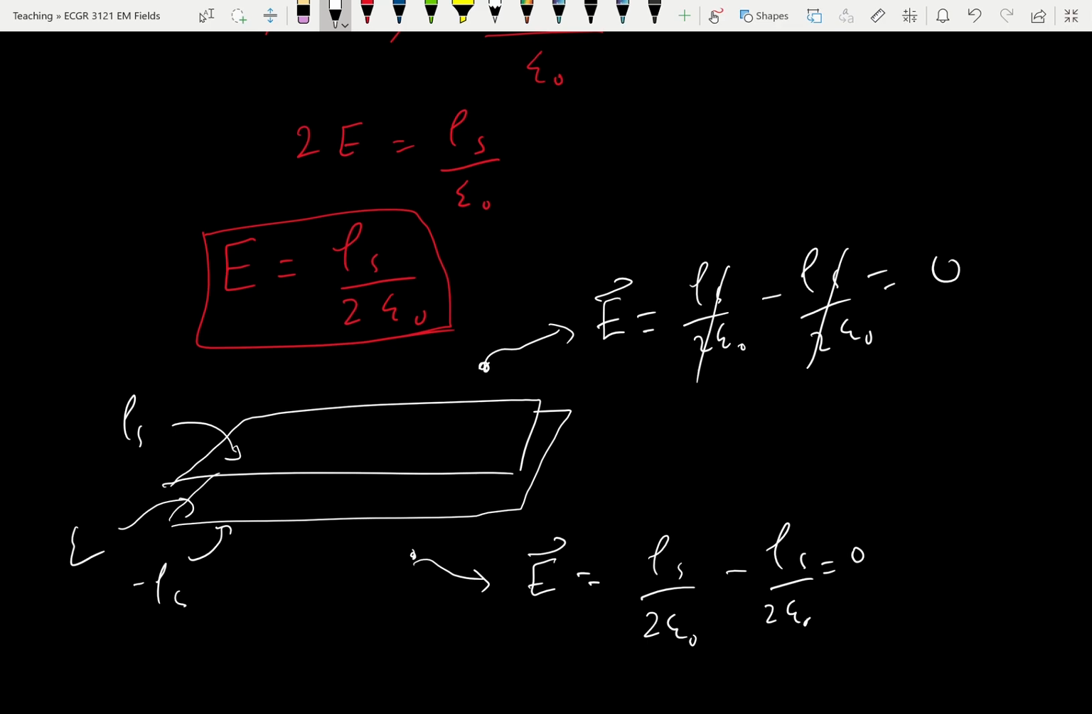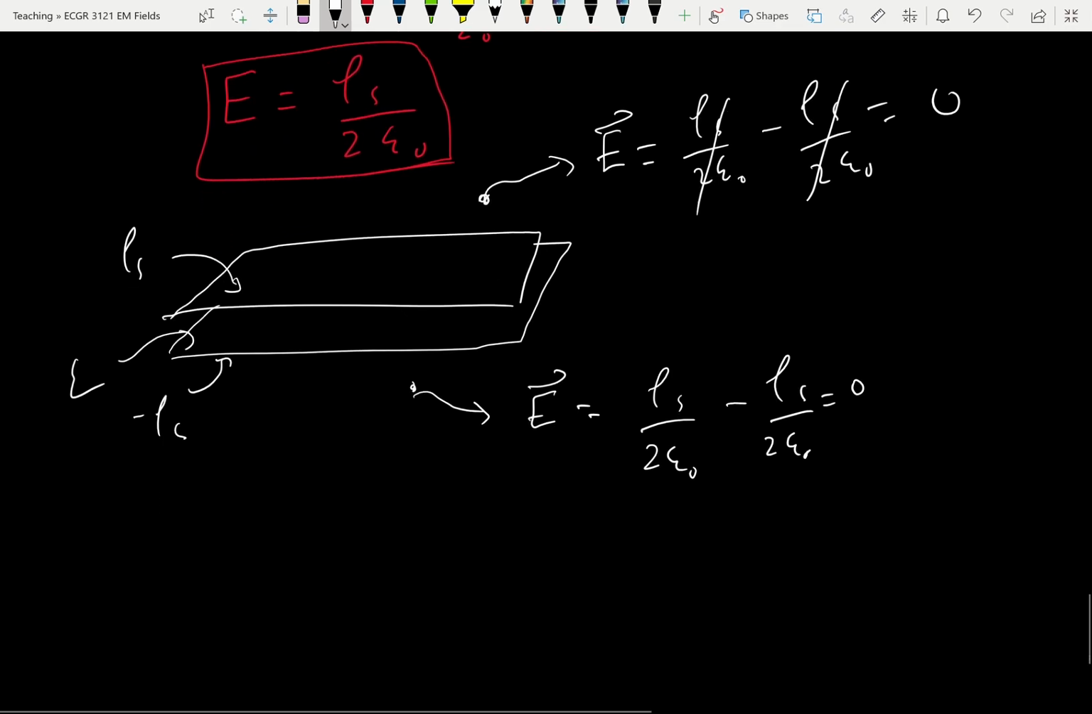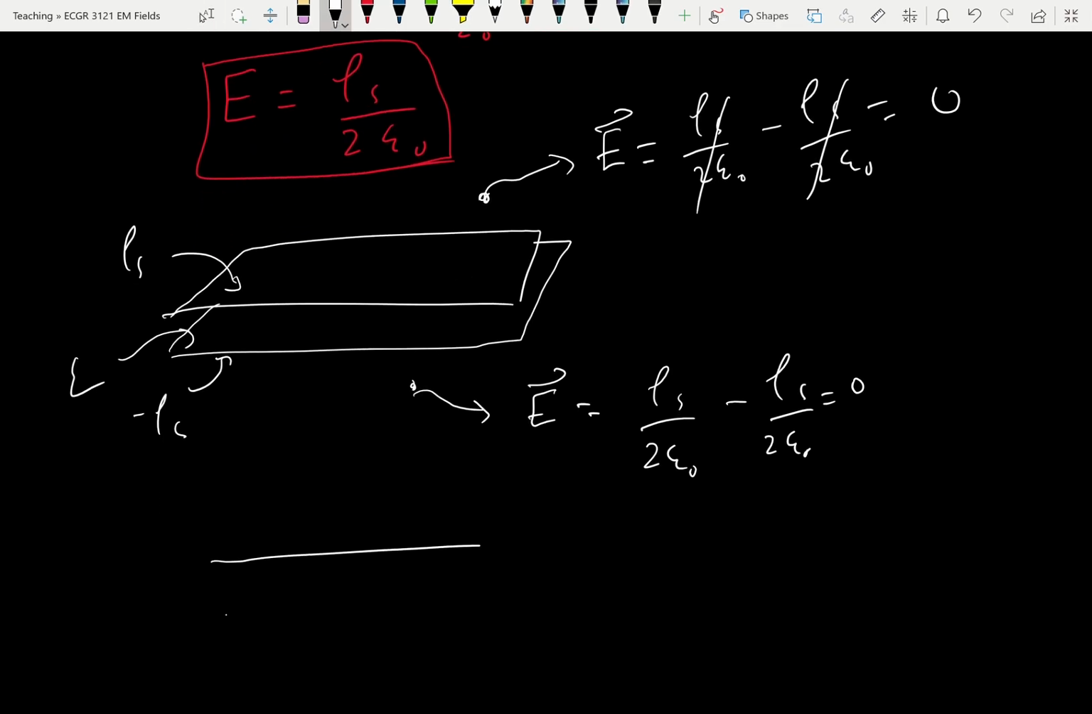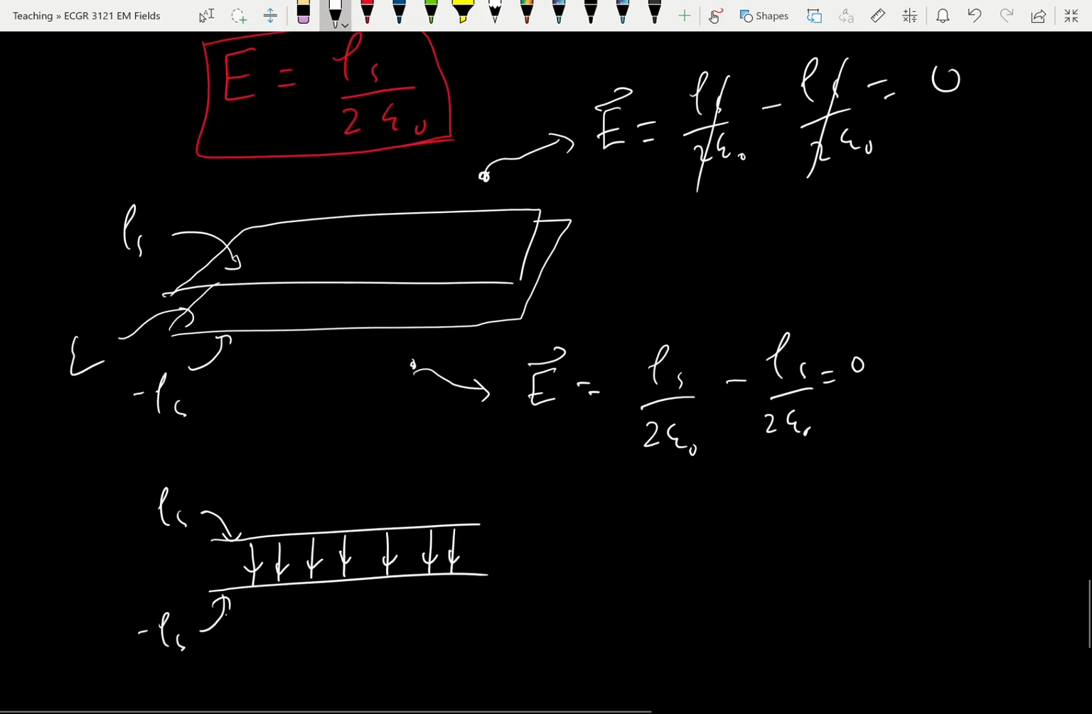So the two parallel plates have the nice property that the field vanishes outside the plates and only exists in between the plates, right? Of course, minus the fringing. There's some field that escapes from the sides. So here this is rho s, this is minus rho s. So what is the field in the middle here?